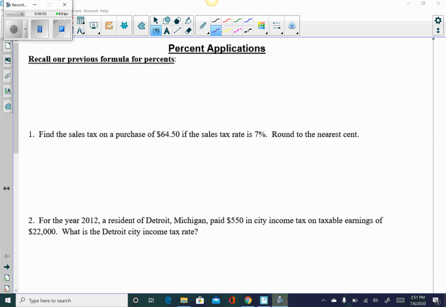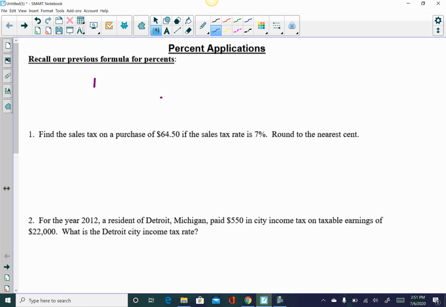Okay, in this section we'll look at some applications related to the type of percent problems that we've been doing in the Math 143 class. This first type up here is just utilizing your previous formula, your part equals percent times whole. So if you want, you might want to just pause the video right now and try both of these.